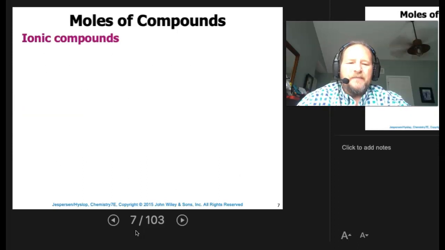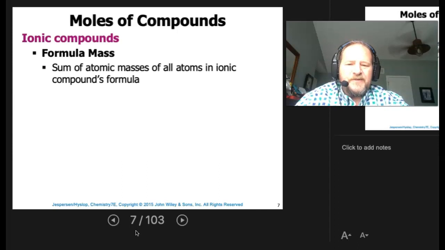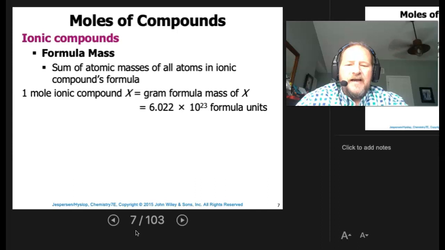Now for ionic compounds, the game is the same, right? Except we don't call it a molecular mass, we call it a formula mass. So to figure out a formula mass for an ionic compound, we're still going to get the atomic masses off the periodic table, and we're simply going to sum them up. We can then make the same equations. 1 mole of an ionic compound will have the gram formula mass of that compound, and that will equal 6.022 times 10 to the 23rd formula units.